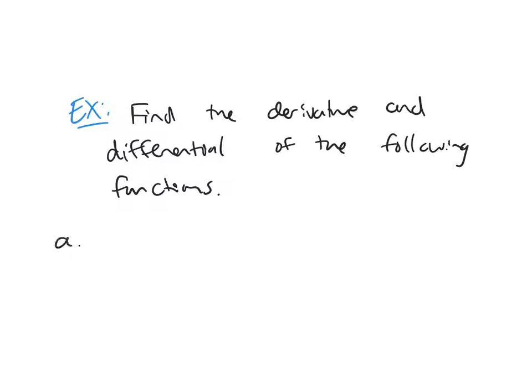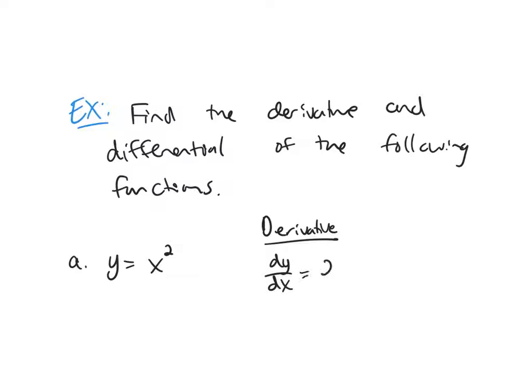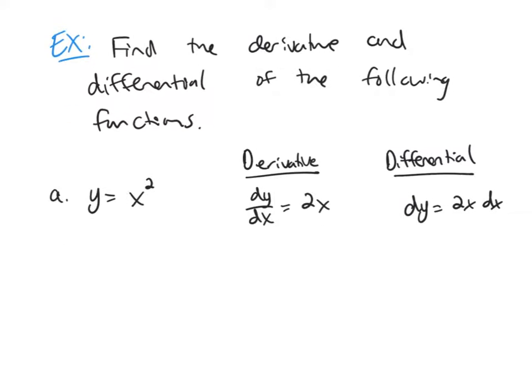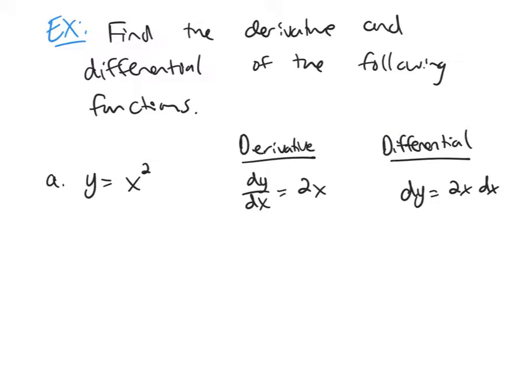So we're going to start our first one. Our function is going to be y equals x squared. So we're going to start by writing the derivative of our function. What's the derivative? dy dx, or even you could write y prime. It's 2x. And then what would our differential be? Differential would be dy equals 2x dx. So this was the one from our last example.